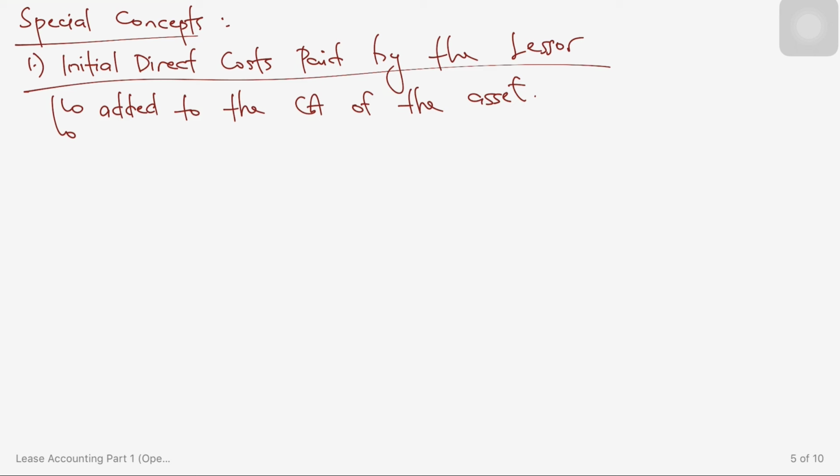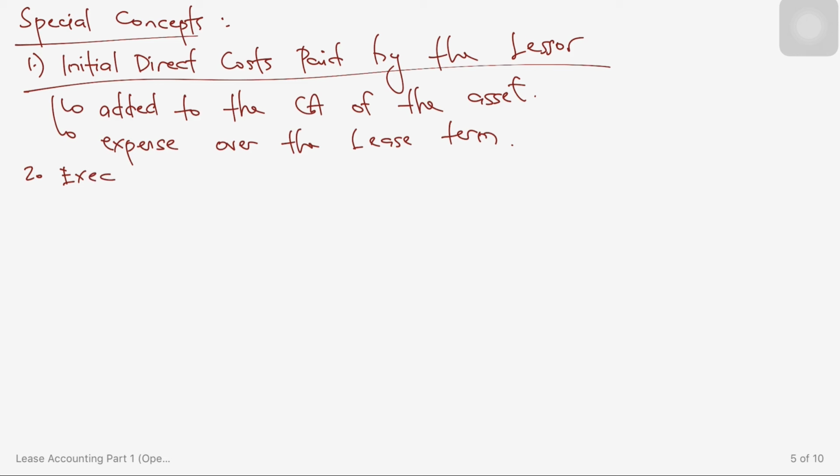And then, nire-recognize natin ito as expense over what? This will be recognized as expense over the lease term. Okay? So, see to it na hindi po based sa useful life of the asset ang pag-expense sa initial direct cost. This is based saan? This is based sa lease term. Okay? And any unexpensed portion, once again, will be added dun sa carrying amount of the asset. Liwanag ba yun? Now, punta tayo sa pangalawa.